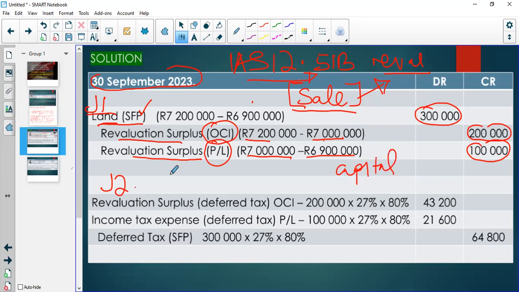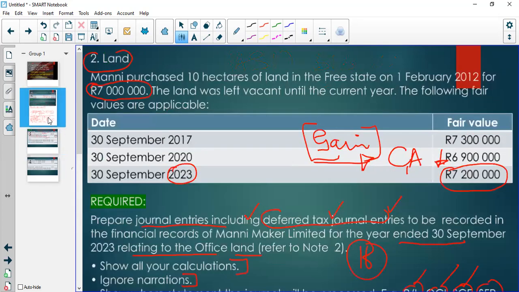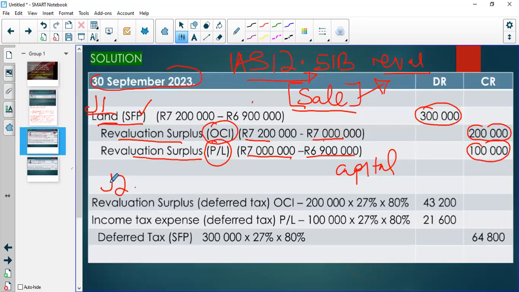So if you read in the rest of the information in your paper, it tells you the capital gains inclusion rate is 80%, and the normal tax rate is 27%. Right now, we are going to account for deferred tax. So when we account for deferred tax, we have to split between the amount recognized under other comprehensive income.